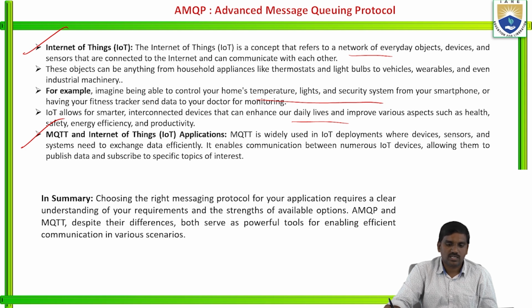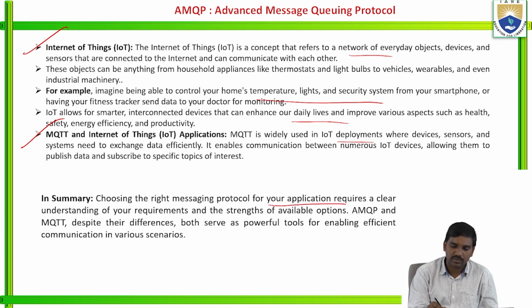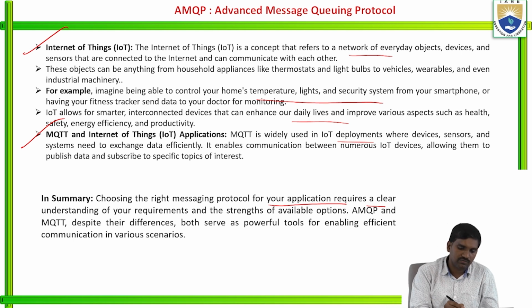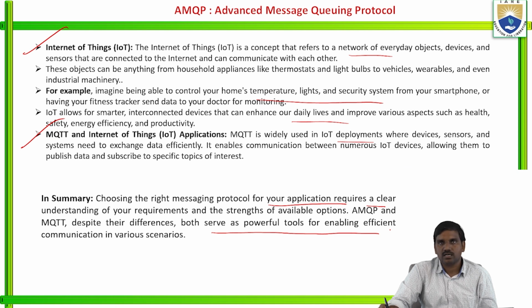MQTT and Internet of Things applications. MQTT is widely used in IoT deployments where devices, sensors, and systems need to exchange data efficiently. So these are some real-time use cases. In summary, choosing the right messaging protocol for your application requires a clear understanding of your requirements. So based on our requirement, we follow either MQTT, AMQP, or CoAP like that. AMQP and MQTT, despite the differences, both serve as powerful tools for enabling efficient communication in various scenarios.